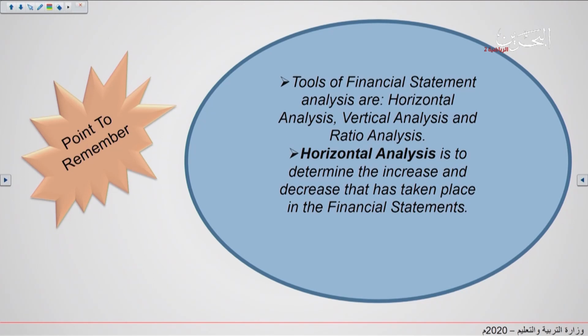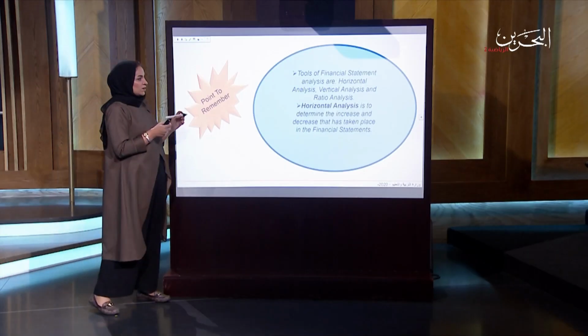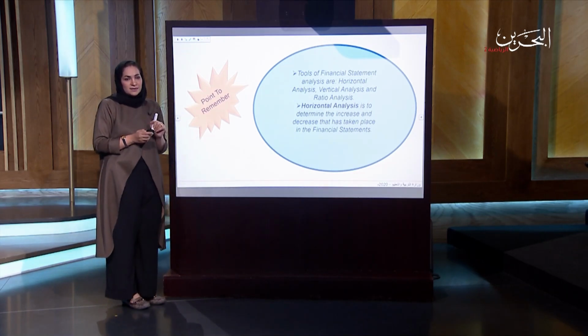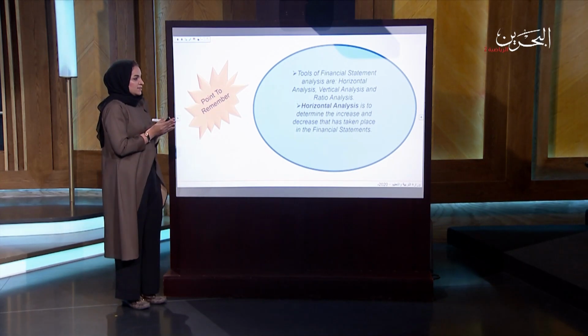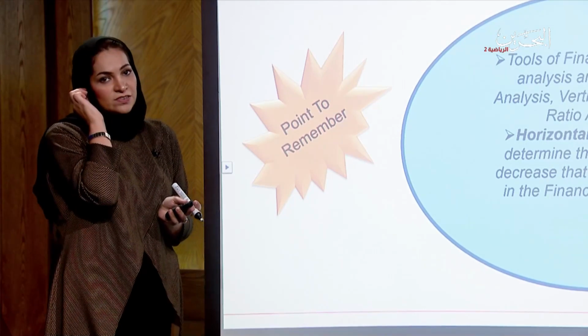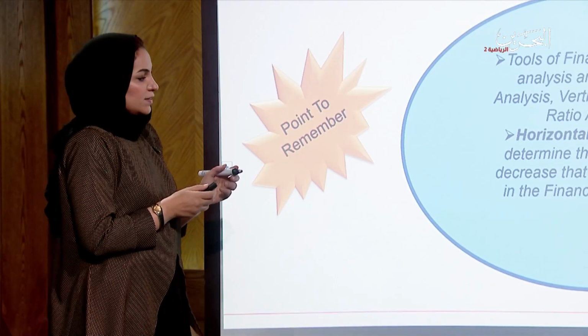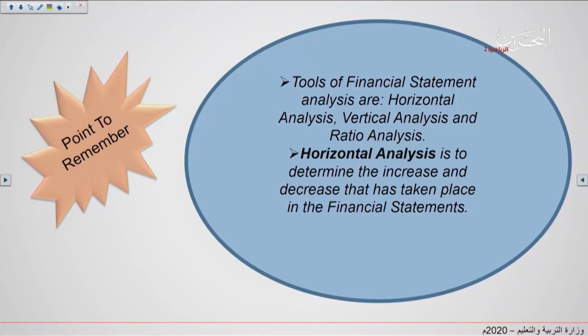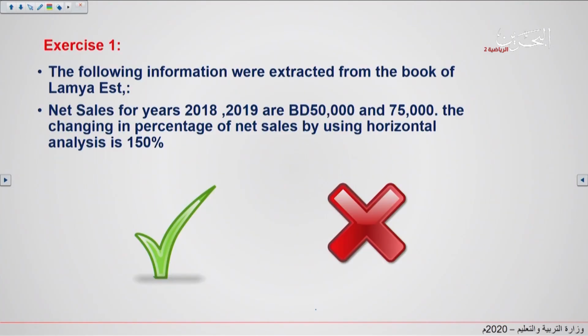Point to remember: we have learned that the tools of financial statement analysis are horizontal analysis, vertical analysis, and ratio analysis. Horizontal analysis is to determine the increase or decrease in the financial statement data over a specific period of time. In this lesson we explained horizontal analysis, and in the next lesson we will explain vertical analysis.